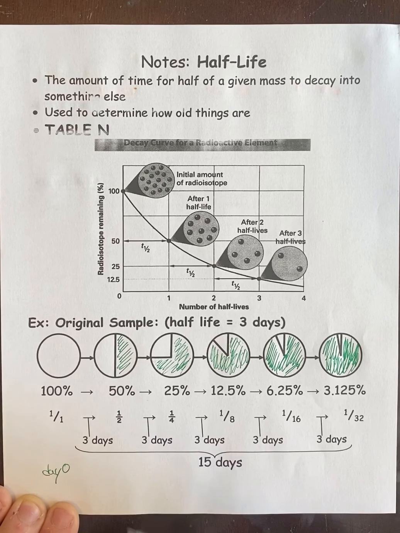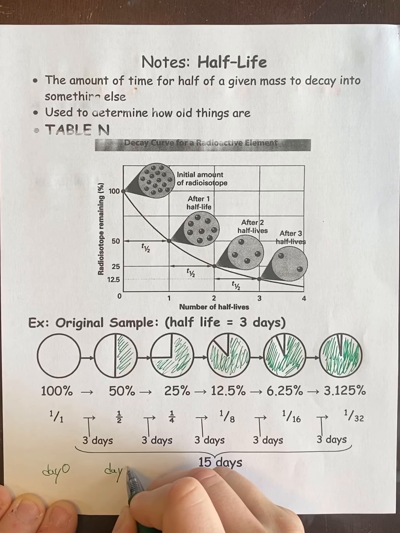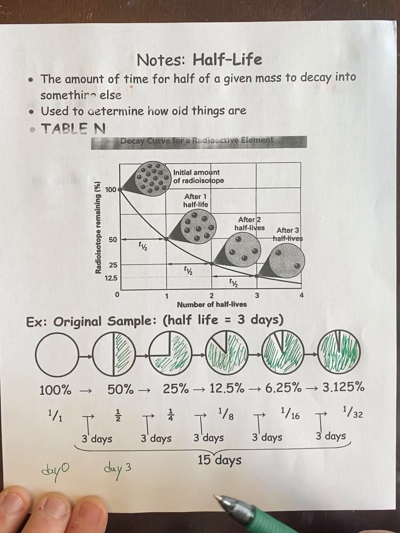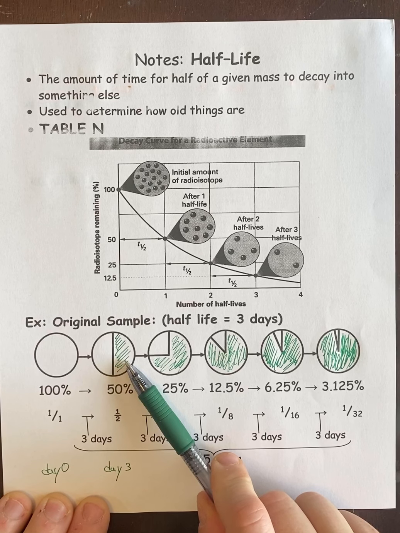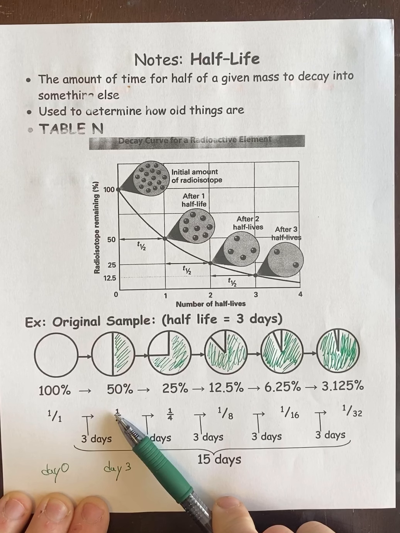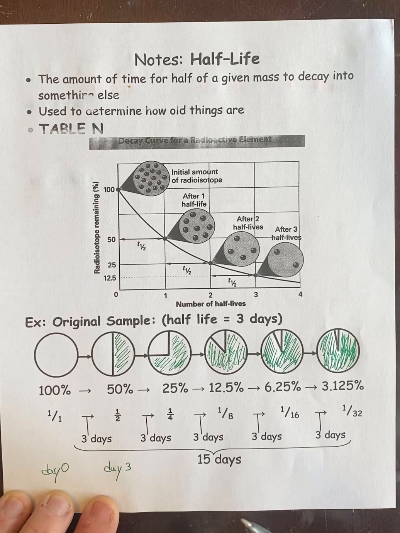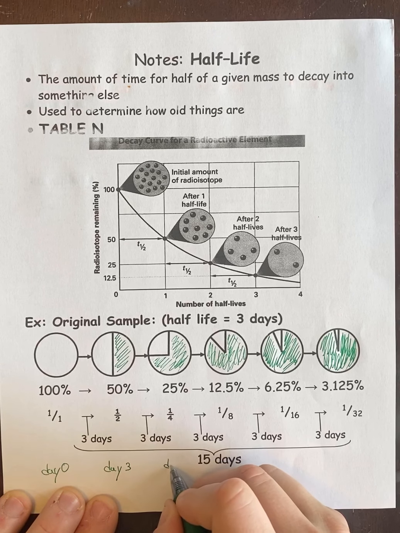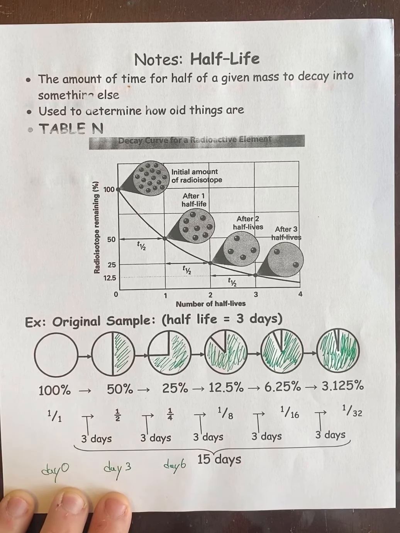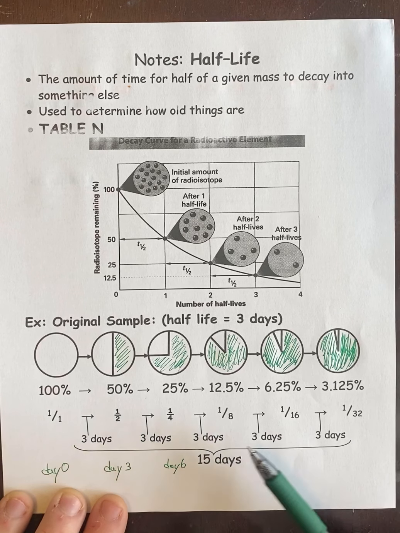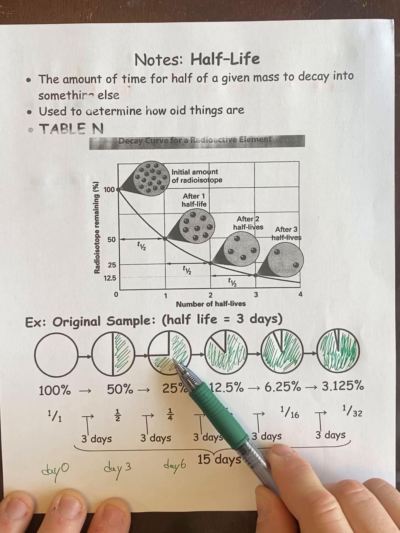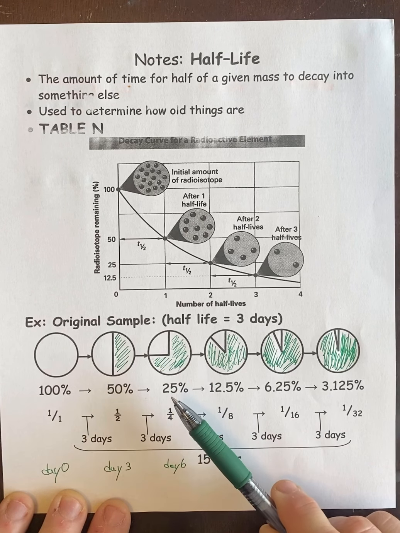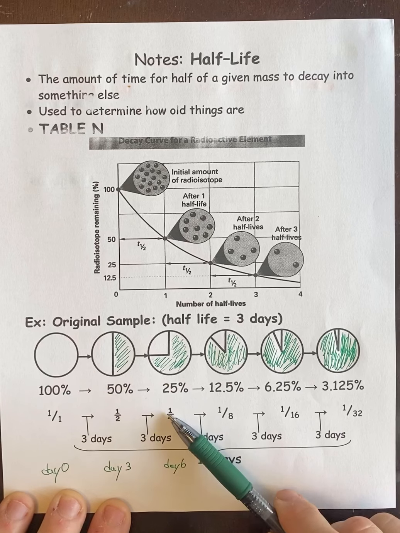After 3 days, so this is day 3, half of those atoms would have decayed into something else. I'm using green to show that. 50%, or 1/2, to represent it as a fraction. After 3 more days, which would now be day 6, because half-lives add, but the actual length of the half-life stays the same, but we can add these up too to keep track of time. After 3 more days, half of the remaining half would now be decayed, and we'd be left with 25% that are still radioactive, or 1/4.